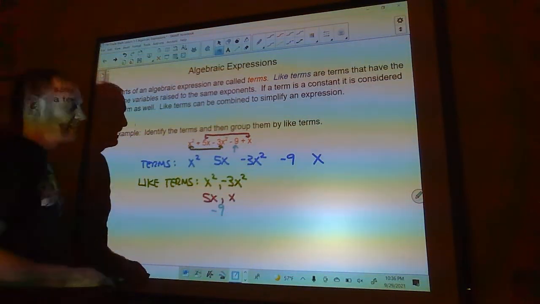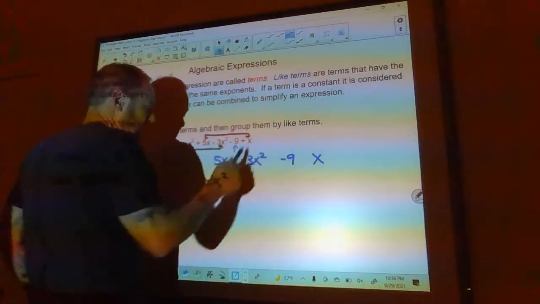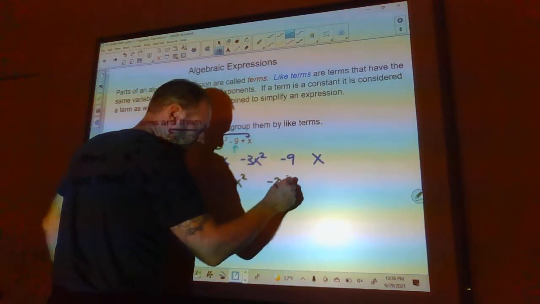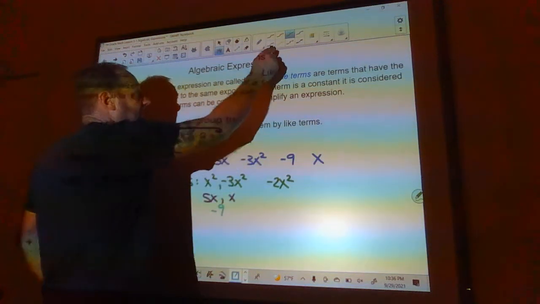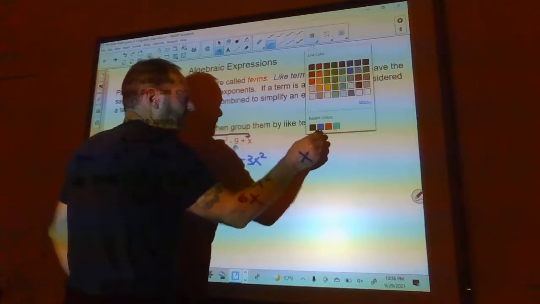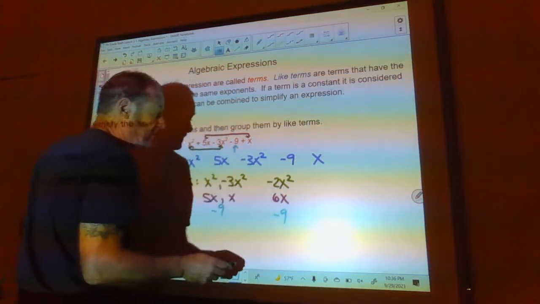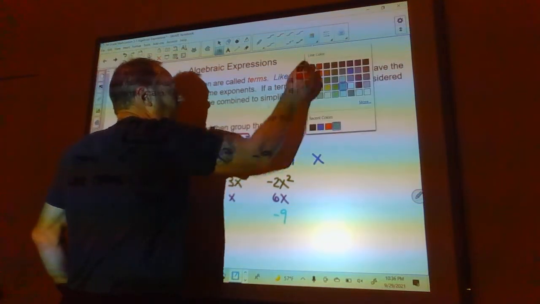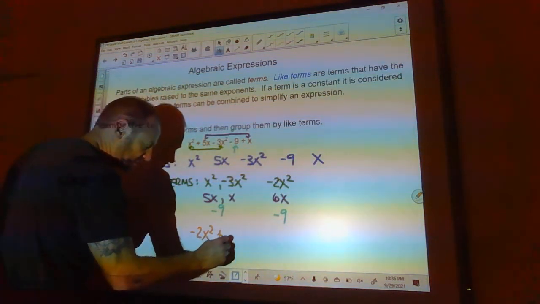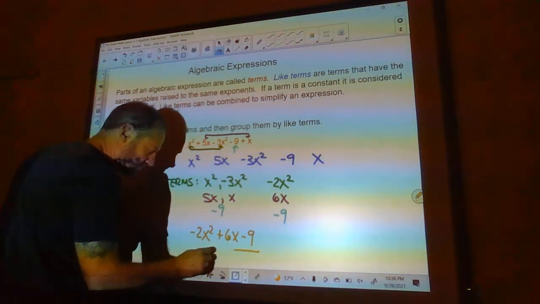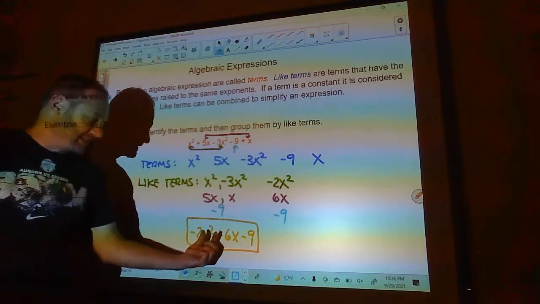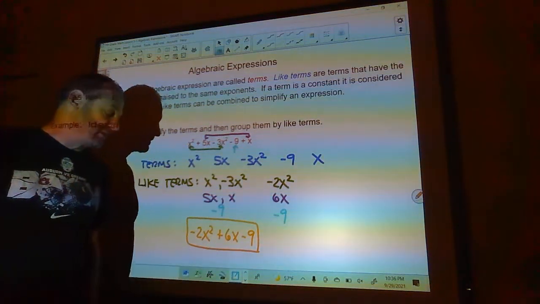Okay, and we can combine the like ones. So in this case, we've got x squared minus 3x squared. That would make negative 2x squared. We've got 5x and x would make 6x. And then the negative 9 is just by itself. And so we can simplify this expression by writing it as negative 2x squared plus 6x minus 9. That would be simplified as far as it would go. I can't combine these because they're not like terms.